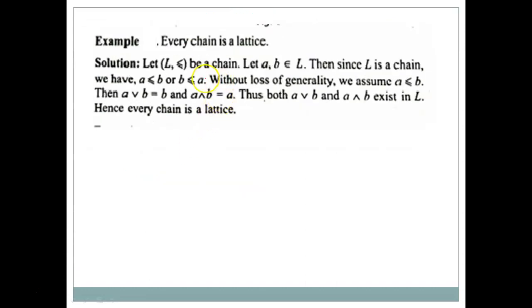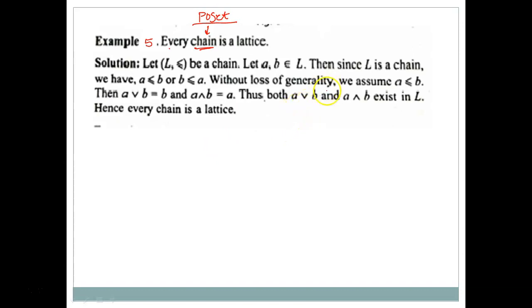The last example, this is example 5. We say example 5, every chain is a lattice. Every chain is a lattice. So when we are talking about a chain, the first thing is that it is already a partially ordered set, and a partially ordered set is said to be a chain if every pair of elements is comparable.